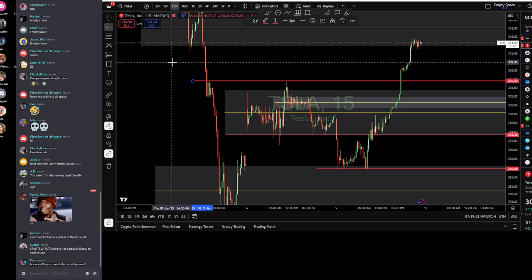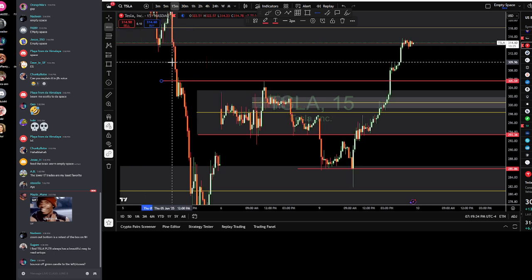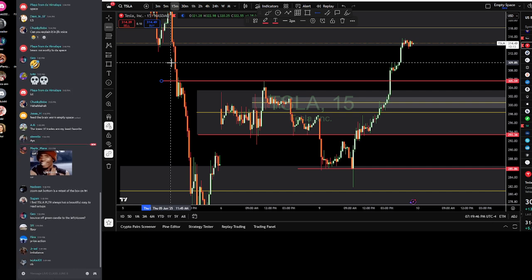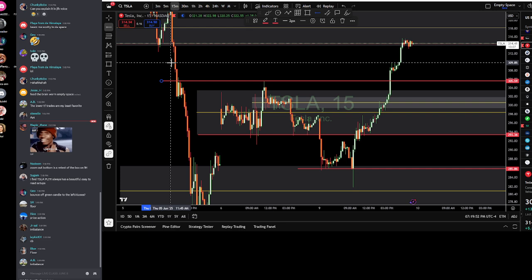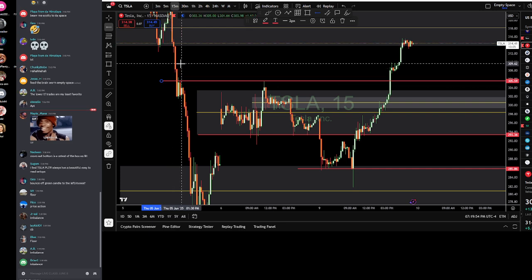Now, does anybody want to tell me why you start wicking around at 309 or 310? What is that? Students that have done this before, what is that? Quickly. The floor? No, I'm just kidding. That is the imbalance. That is the 50% mark. In empty space, there's always going to be an imbalance.